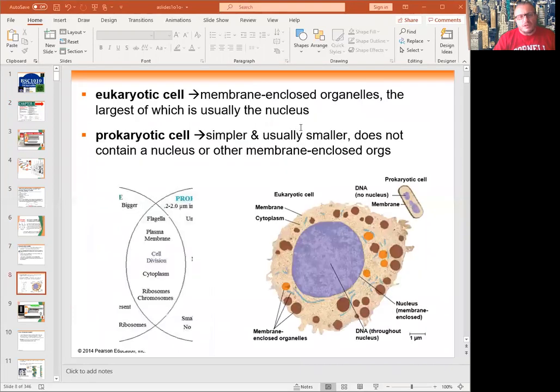Okay, structure and function. So first, just the basics of the cells, eukaryotic cells versus prokaryotic cells. You see here, they have a number of organelles in common, including flagella, plasma membrane, cell division, cytoplasm, ribosomes, and chromosomes. But of course, eukaryotic cells have membrane-enclosed organelles, the largest of which is usually the nucleus and nuclear membrane.